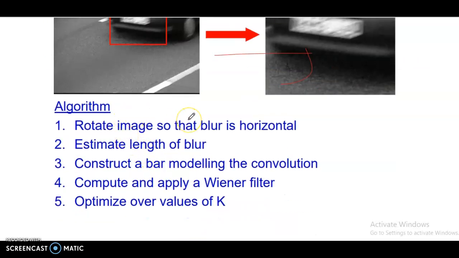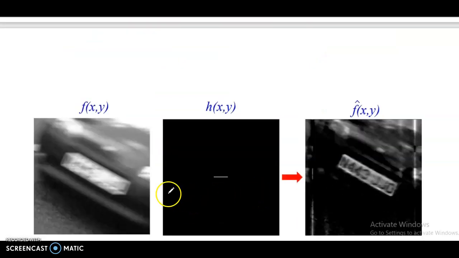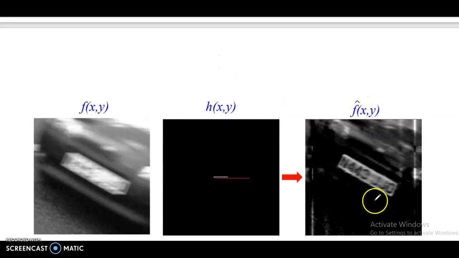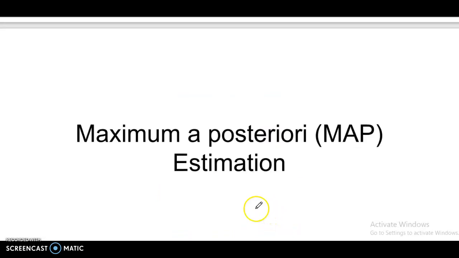Algorithm: rotate the image so that the blur is horizontal. Estimate the length of the blur. Construct a bar modeling the convolution. Compute and apply a linear filter. Optimize over values of k. Shown are f(x,y), h(x,y), the number plate distance, and f cap of (x,y), with a blur of 30 pixels.